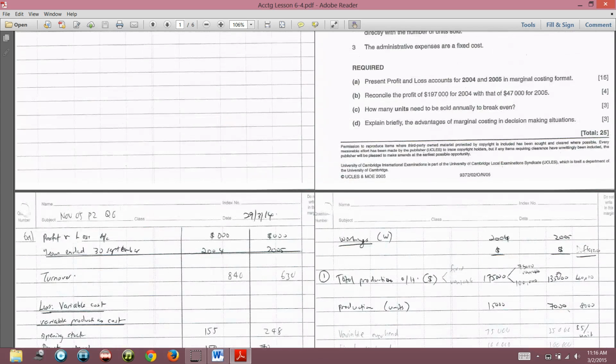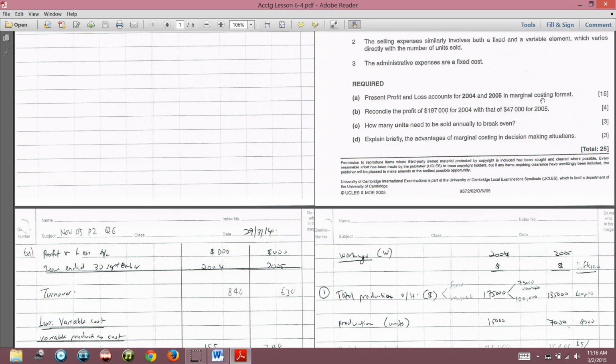So knowing the purpose of this would give you a better idea how to answer the question. The purpose is, for example, you are the accountant, you want to explain to your boss why the profit for 2004 and 2005 differ so much.